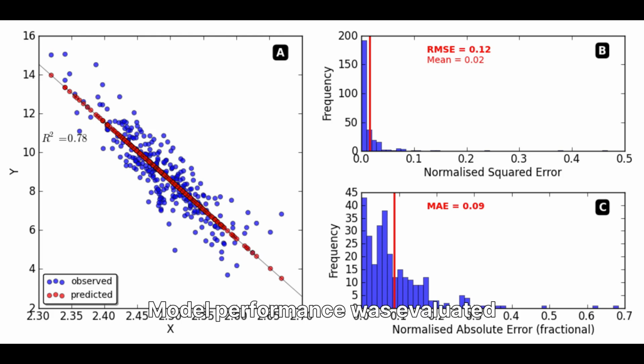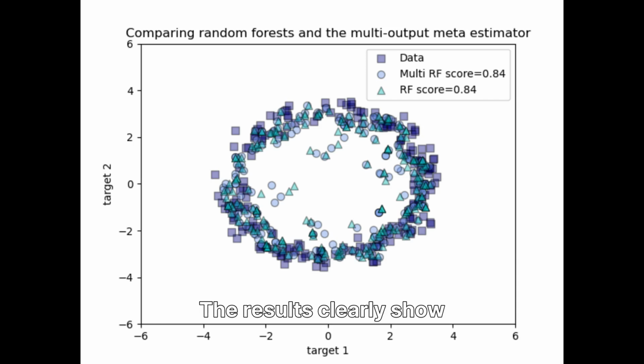Model performance was evaluated using R-squared score, mean absolute error, and mean squared error. Random forest achieved the highest scores across all metrics, making it the most reliable model for real-world deployment. The results clearly show how advanced ML models can outperform traditional regression methods.